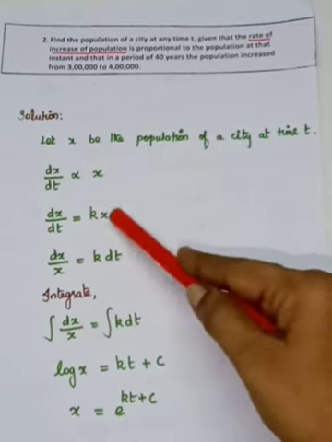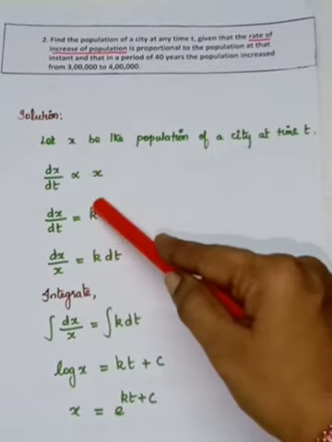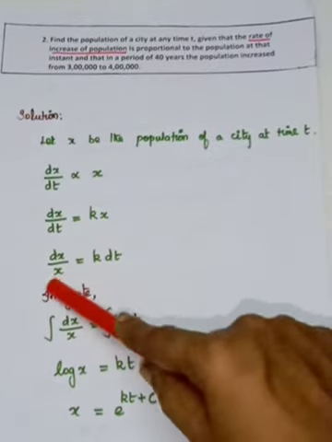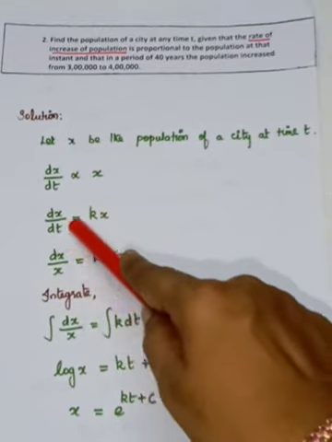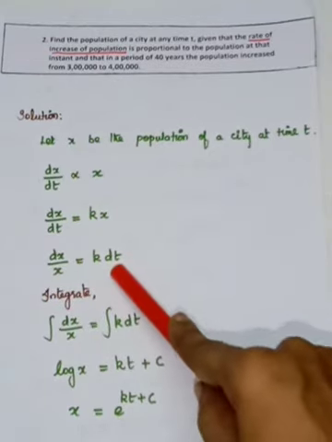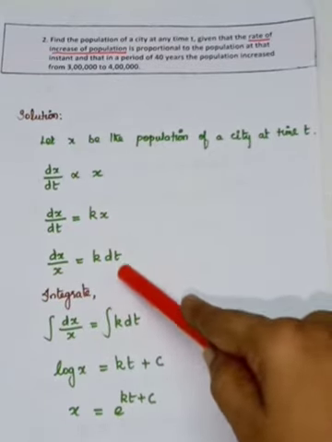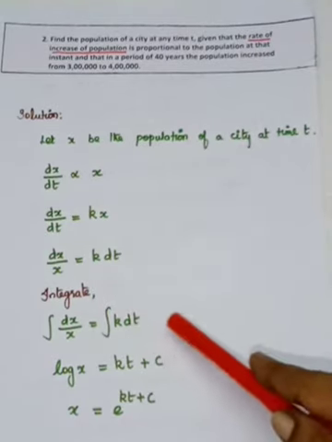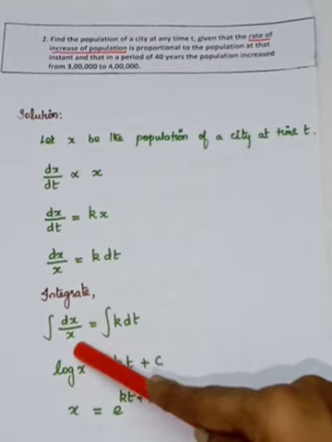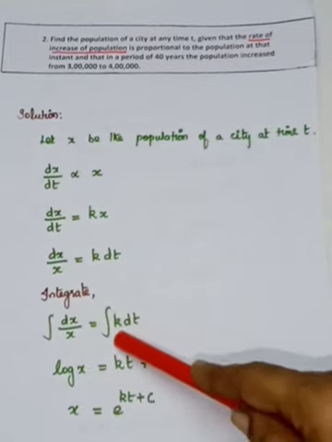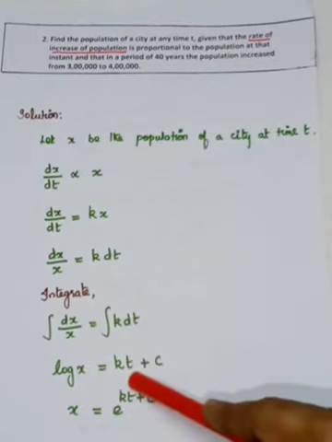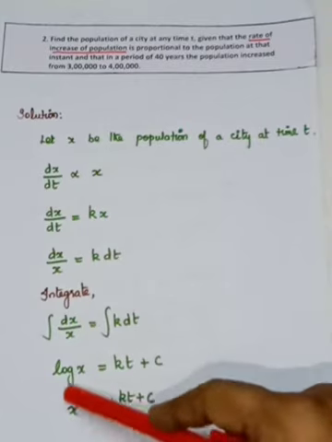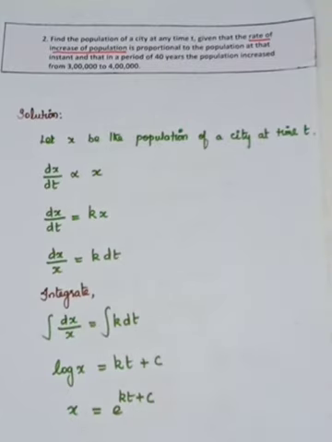Using the variable separable method, the x has to be brought to the left side in the denominator, and the dt will be taken to the right side, k dt. So you have to integrate on both sides. The integral of dx by x is log x, k is a constant, the integral of dt is t plus c. So from that, x is equal to e power kt plus c.